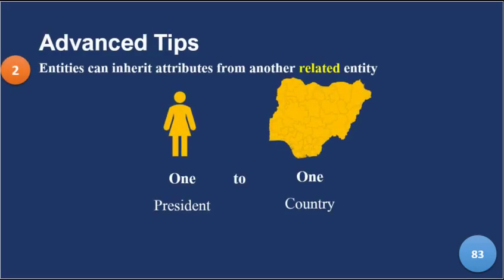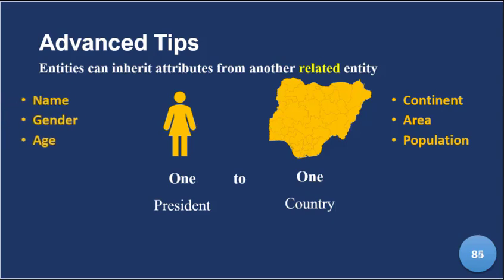Another concept or tip you need to understand is that entities can inherit attributes from another related entity. So I'll give an example. Usually, depending on the kind of democracy or government or political structure, a country has one president. So it's a one-to-one relationship. Let's look at that country. This is Nigeria, my country. The country belongs to a continent, has an area, and has a population. And that president has a name, a gender, and an age.